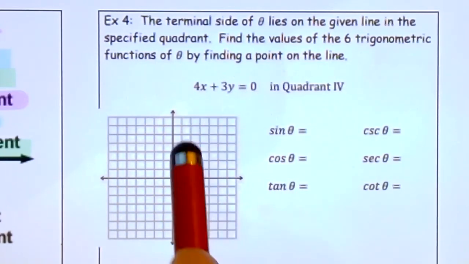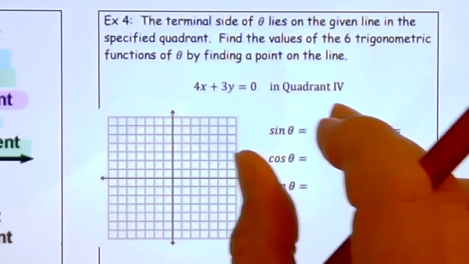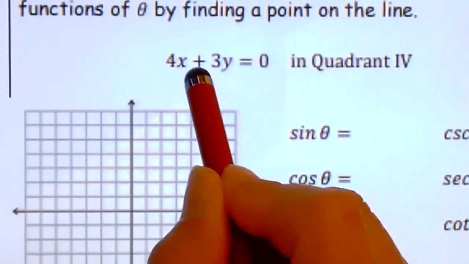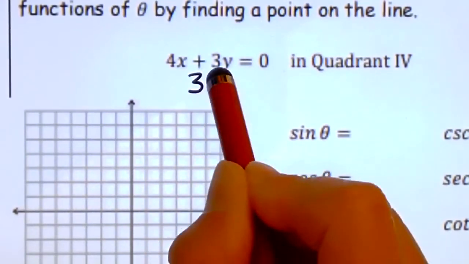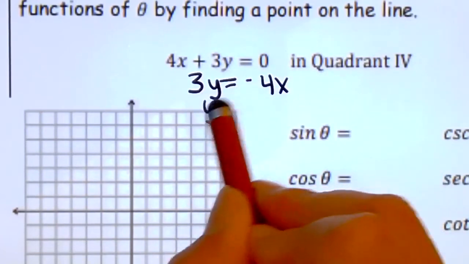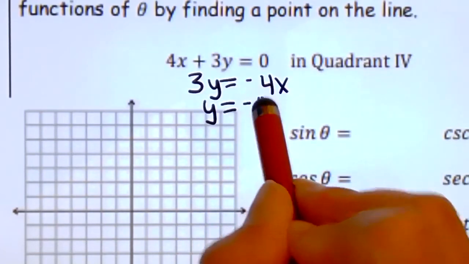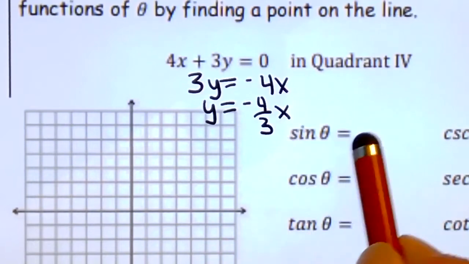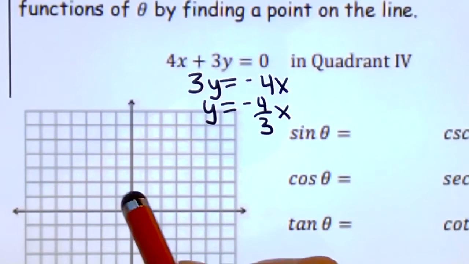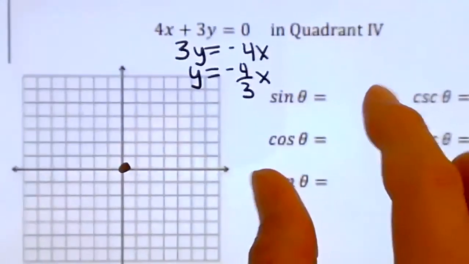Okay, so first off, I'm going to get this into y equal form. Let me just kind of focus, zoom in. So this is going to be 3y equals negative 4x. So I'm going to get y equals a negative 4/3 x. So that's going to be the line I'm going to be plotting. So I'm going to start at 0, 0. Okay, that's going to be my y-intercept.